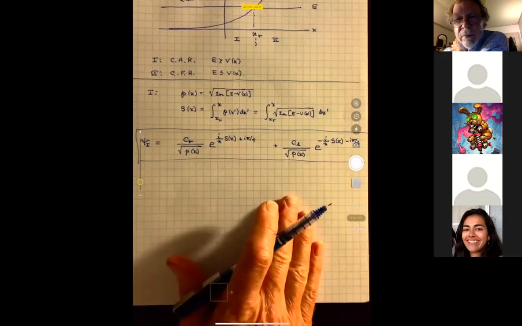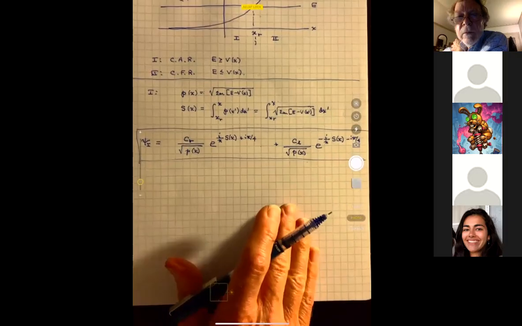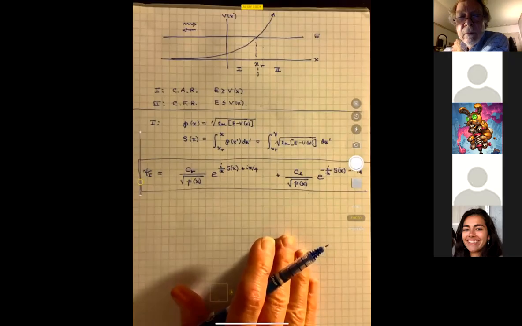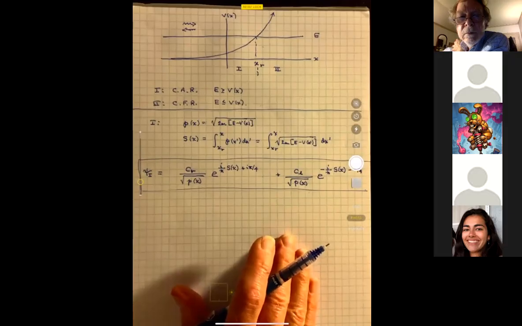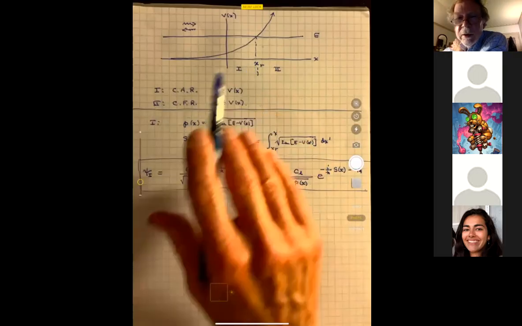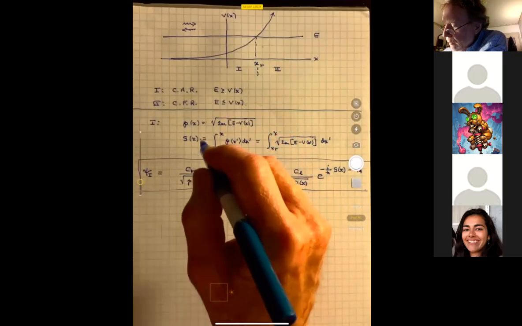Professor. Yes. So when you introduce the allowed region and the forbidden region, you have greater than or equal to and less than or equal to. Which one is it? Because technically when you're at E equals V of x, you're in both. Yeah, so that's the boundary right between them. That's right on the turning point. Okay, so is that technically part of the forbidden region or the allowed region?